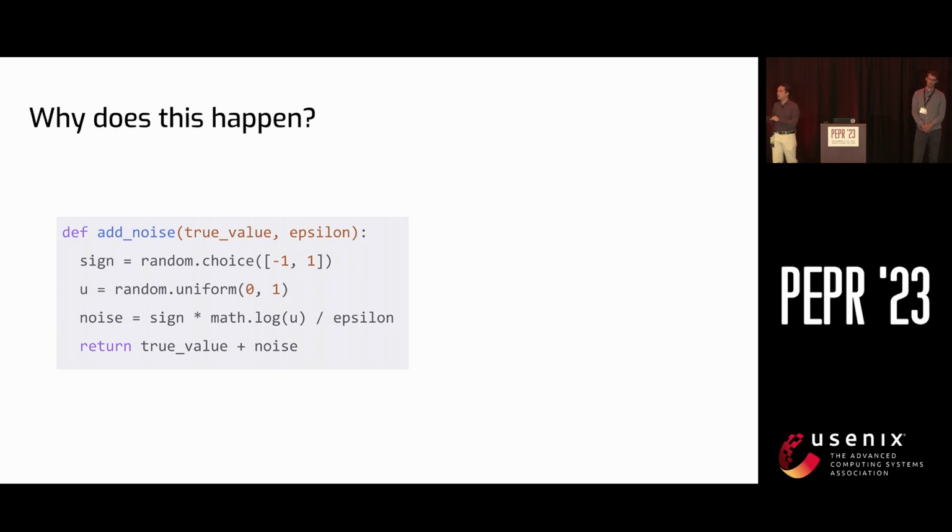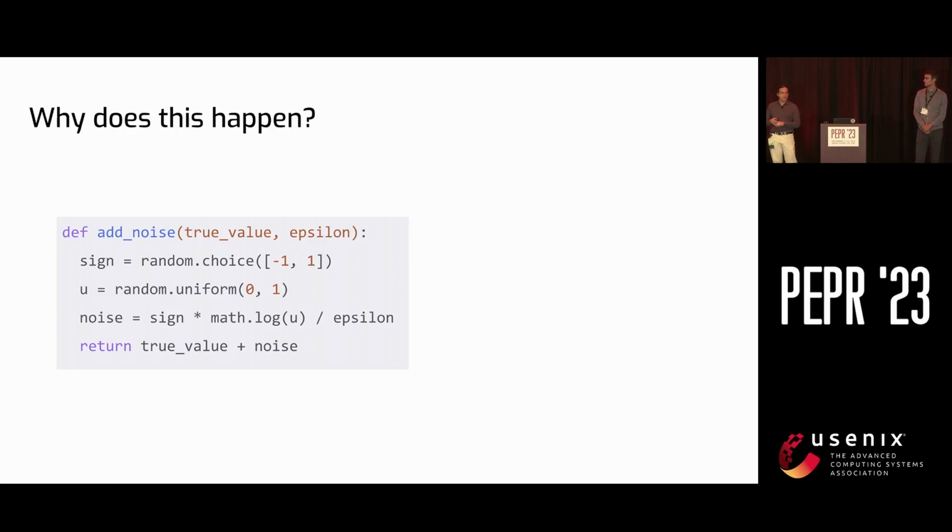To understand more about what's going on here, let's take a look at a naive implementation of the Laplace mechanism. First, we're going to generate two random things. The sign will decide whether we're going to add positive or negative noise. And a second number is going to be just a uniform number between 0 and 1. Second, we're going to massage these two things into some math to get the noise value. Here's the third line. And we're going to return the sum of the true value and the noise value.